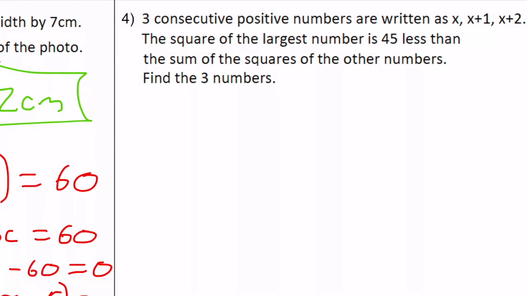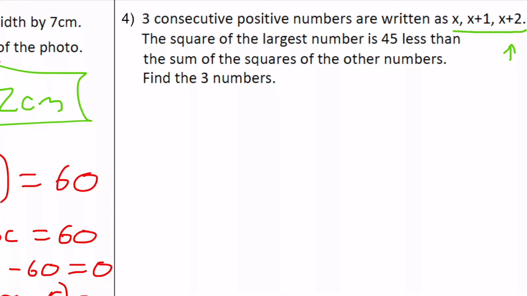Okay, should we start to go through this one together? So we've got 3 consecutive positive numbers are written as x, x plus 1 and x plus 2. It didn't need to give you this bit. You might have to know that you can write consecutive positive numbers as x, x plus 1, x plus 2. Okay. The square of the largest number, so that's going to be our x plus 2, is 45 less than the sum of the squares of the other numbers. Right, there's a lot going on there.